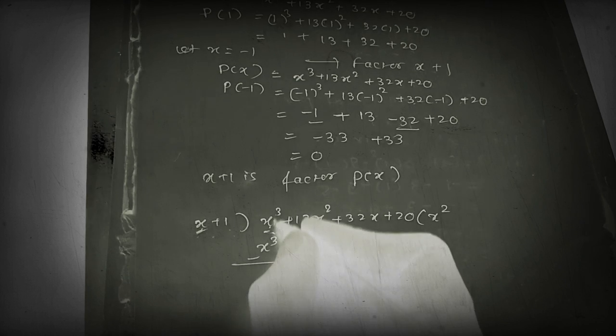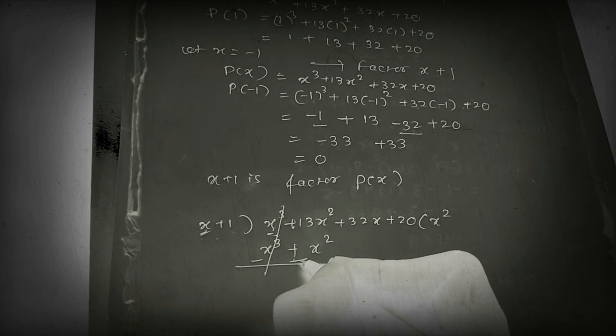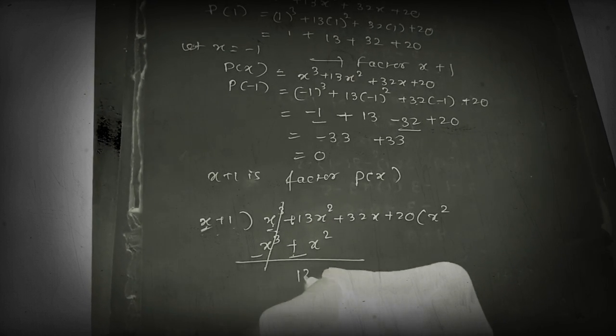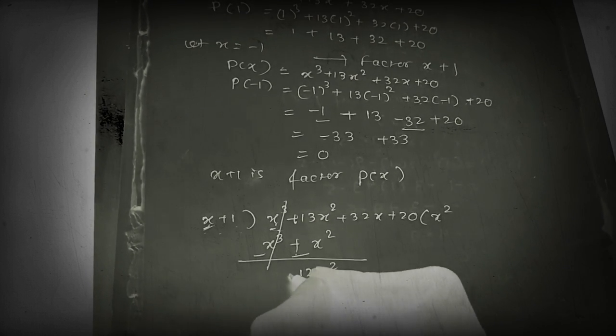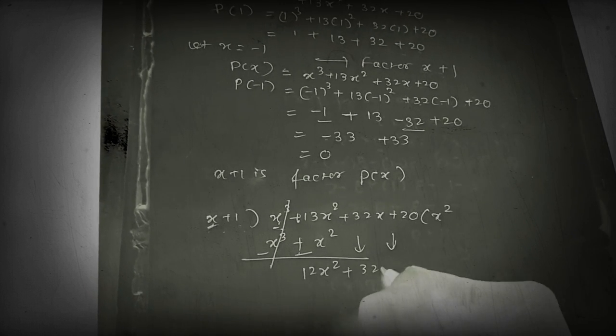x cube minus x cube will be 0. Here plus 13 minus x square, that is minus 1, so 13 minus 1 is 12 x square, and the sign of the bigger digit, that is plus. Then you have to take these two remaining terms down as they are.